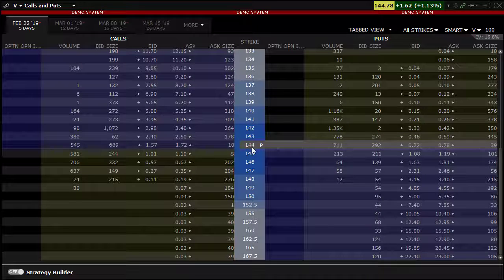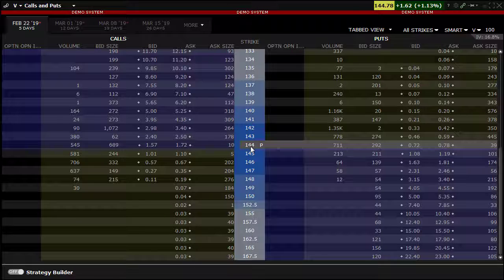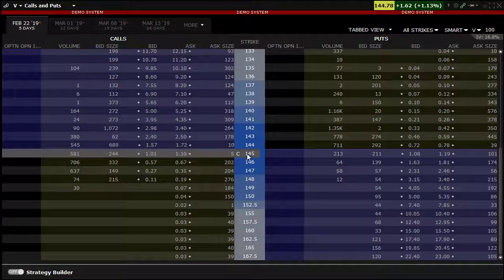So the strike price, for example, let's look at the 144. Well, the 144 is actually in the money on the call side by 78 cents, 144 minus 144.78. Whereas the puts are out of the money by 78 cents. So actually, if these things went to expiration, if on the day that these options expire, the puts would expire worthless, whereas the call would expire with 78 cents profit.